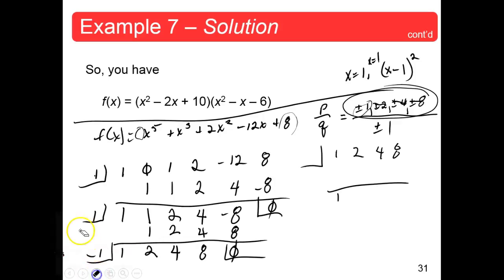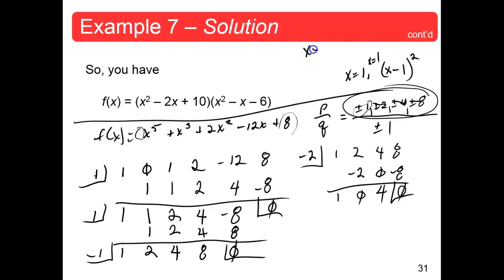I've already told you, I shouldn't have, but I did, that you can forget about the plus 2, plus 4, and plus 8. So let's go to minus 2. Let's try that one. You bring down the 1, and that gives you minus 2, 0, 0, 4, negative 8, 0. Bing, bing, bing. We have another winner.